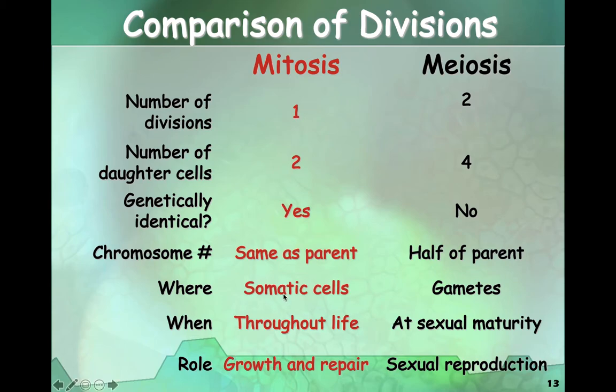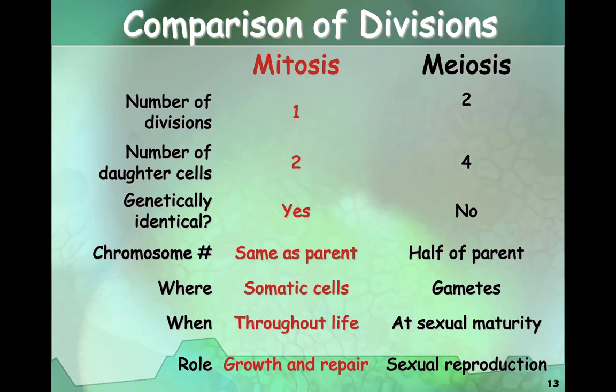Where does it occur? Mitosis occurs in somatic cells. Remember, that's going to be your bone and skin. Meiosis occurs in gametes, your sex cells, sperm and egg cells. When does mitosis occur? It occurs throughout life. Meiosis is going to start occurring during sexual maturity, hitting puberty, things of that nature. And the purpose, the main role of mitosis, is all about growth and repair. Meiosis is all about sexual reproduction.